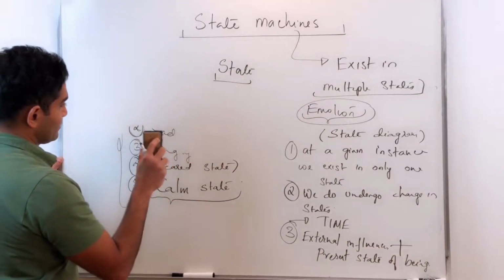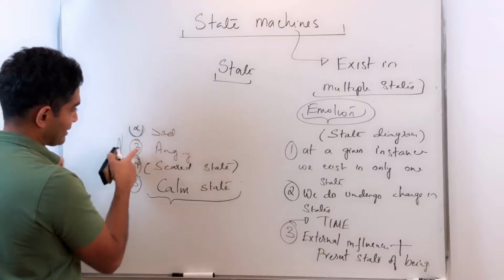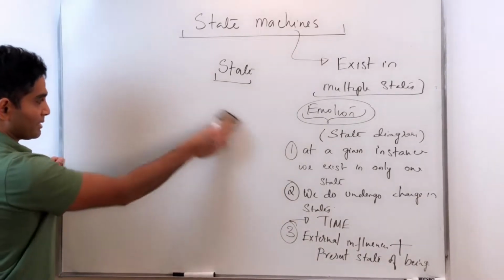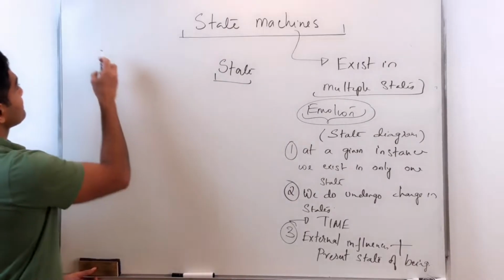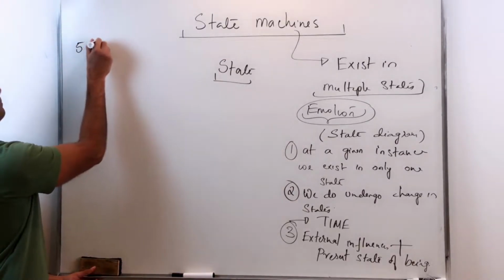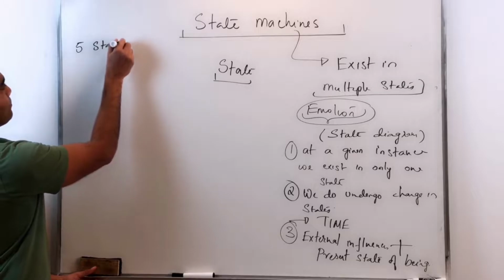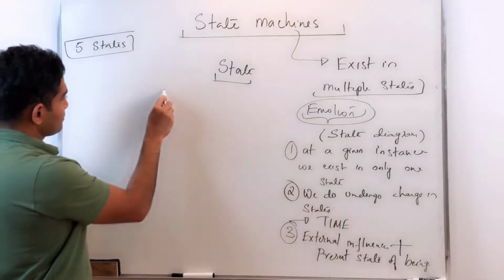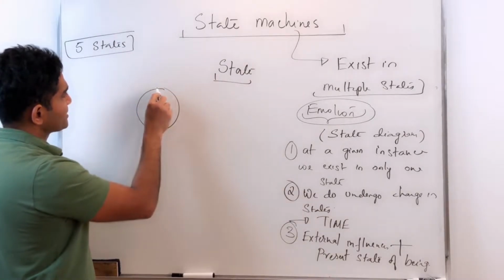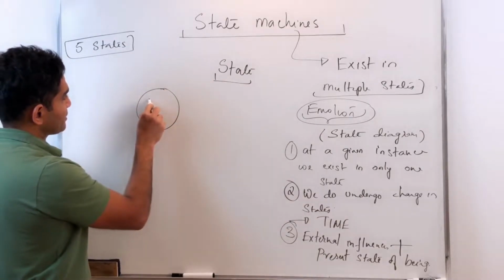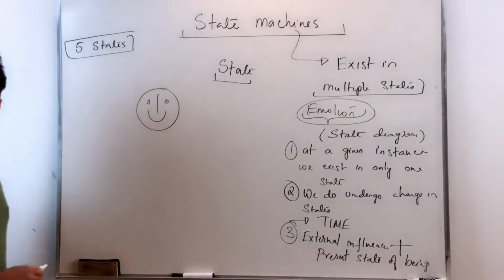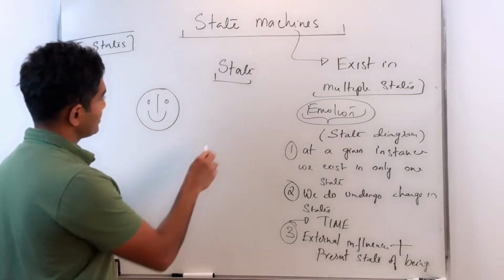Again, I have happy, sad, angry, scared, and calm states, right? So I remember that. I have 5 states. I will represent each state with a circle with something descriptive. So let's say the happy state, you know how that is. I have a smiley face. That's the happy state, okay?